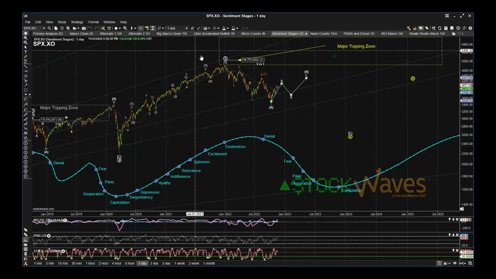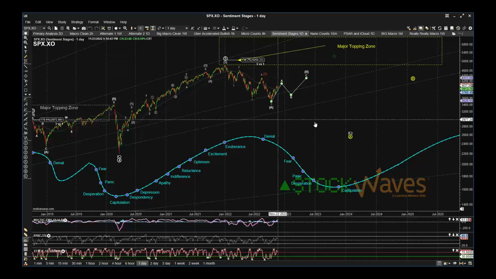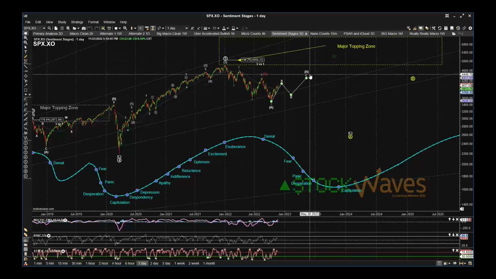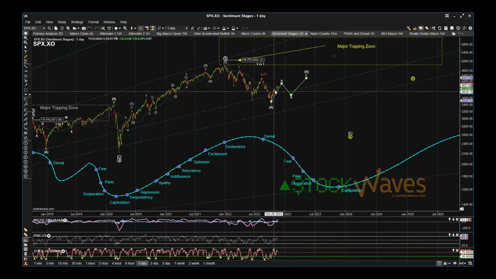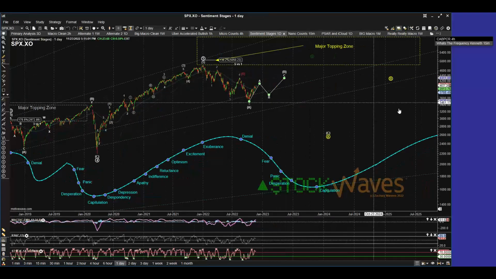So now when we zoom in and look at the smaller degree structure, we can keep this larger A, B, C for the parentheses B wave in mind when we look at the smaller time frames. But most things, even though we're getting close to a 50% retrace of this 5-wave move down, it should really be just the A wave of that wider flat.